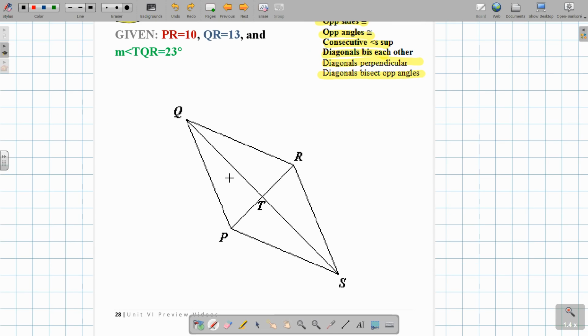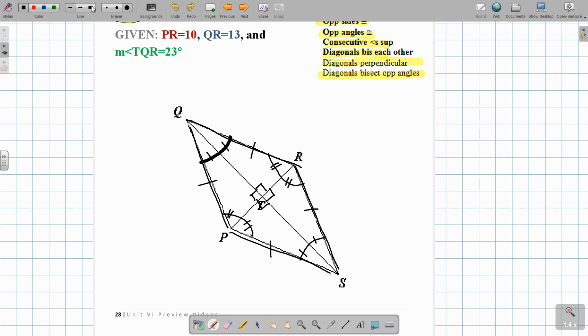Always get in the habit of marking everything. So I have bisected corners. This only happens in a rhombus. I also have right angles in the middle here. And I also know that all 4 sides are congruent all the way around, all 4 of them.